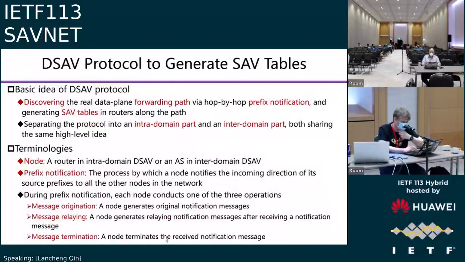During prefix notification, each node conducts one of three operations. Message origination means a node generates original notification messages. Message relaying means a node generates relaying notification messages after receiving a notification message. Message termination means a node terminates the received notification message.